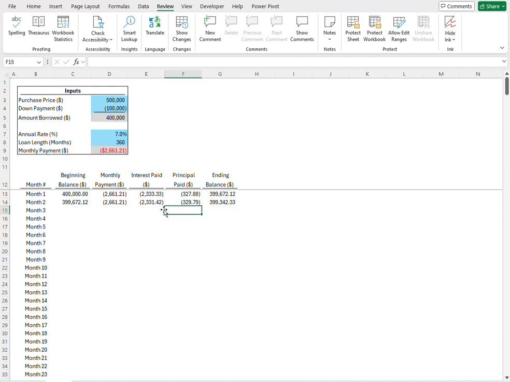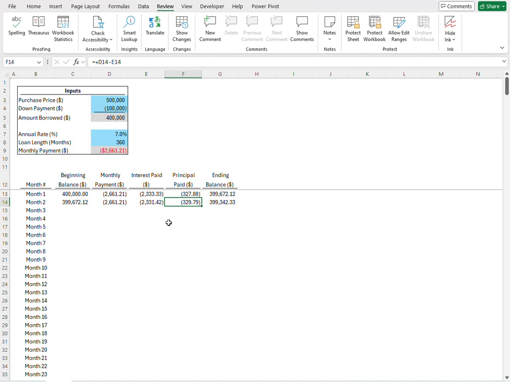And so what's happening here is your monthly payment is the same every single month, right? Your mortgage doesn't change unless you refinance it or something. It doesn't really change every single month. It's the same exact amount. What's changing is how much is interest and how much is principal each month.